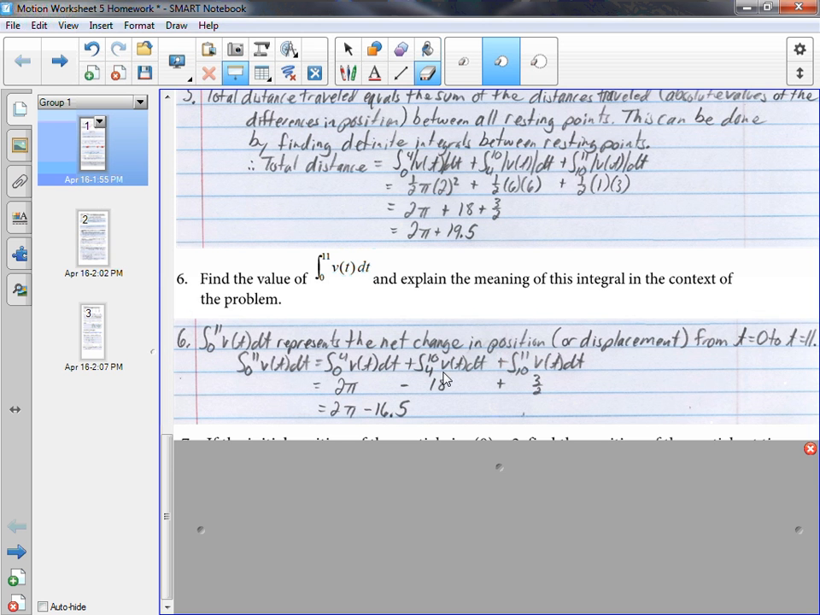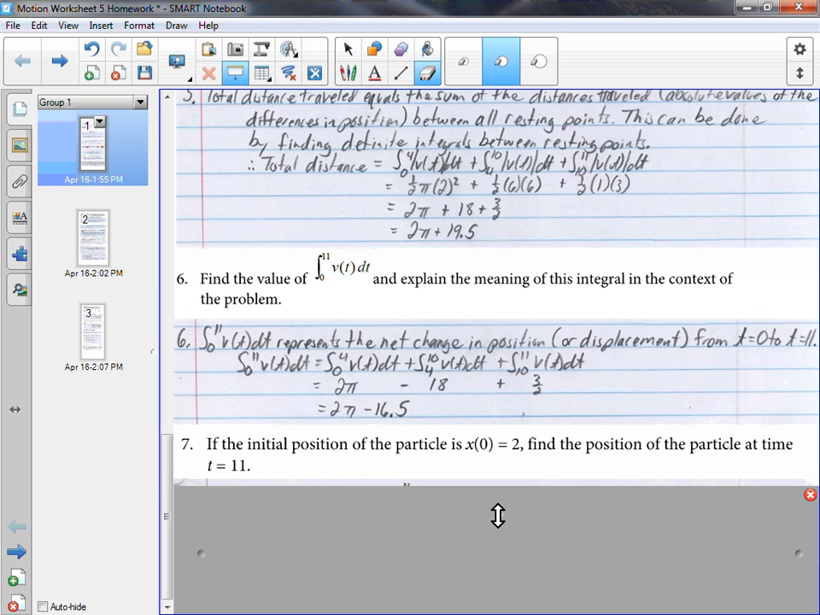All right, last question for this problem. Number 7. If the initial position of the particle is x of 0 equals 2, find the position of the particle at time t equals 11. Ooh. Think back to our functions defined by integrals and our fundamental theorem of calculus work.